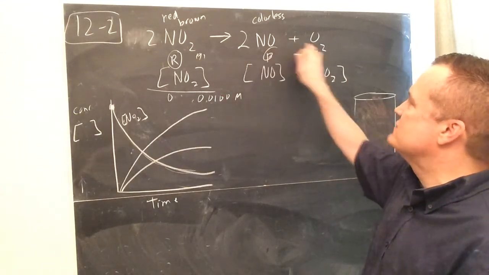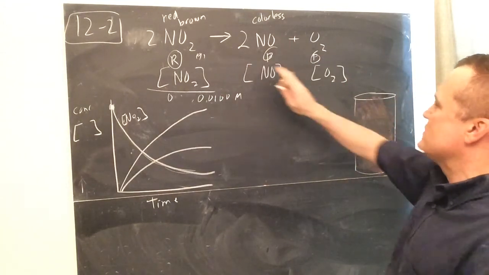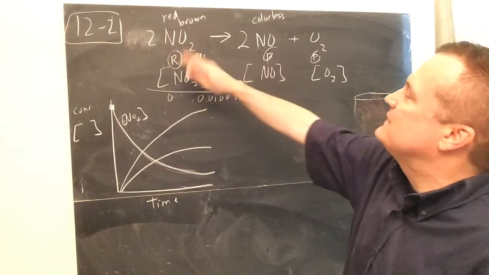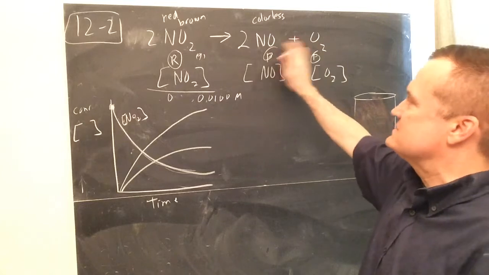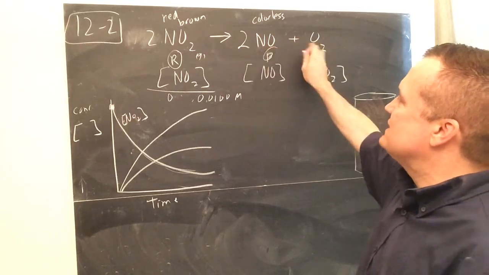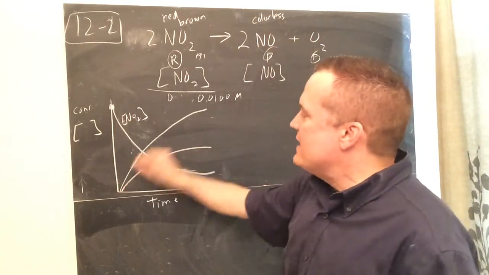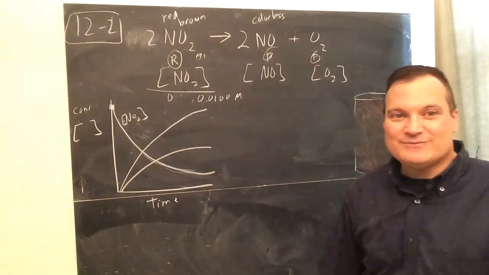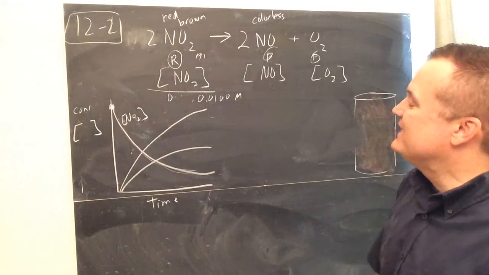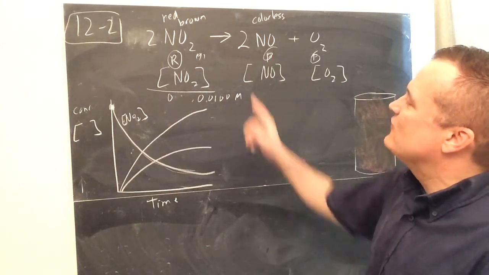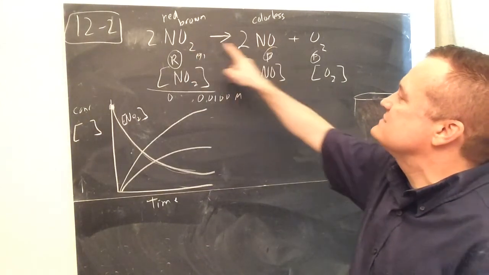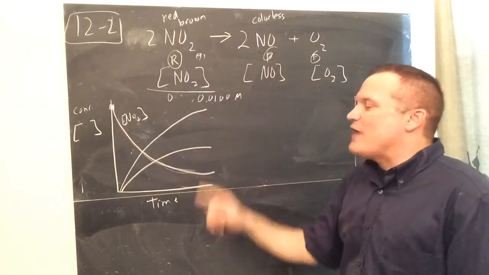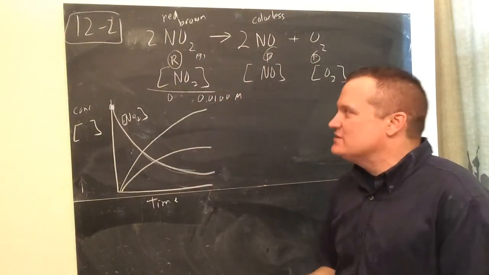At the beginning, there was none of this. It was only red-brown gas. But as time goes by, they bumped into each other. They made this. It became colorless. So these things started out at 0 and they increased. Okay, which one of these do you think is NO and which one is O2? Well, here's a fun thing to look at. The moles of this to this, a 2 to 2 ratio and a 2 to 1 ratio, the graph will exactly match the stoichiometry.